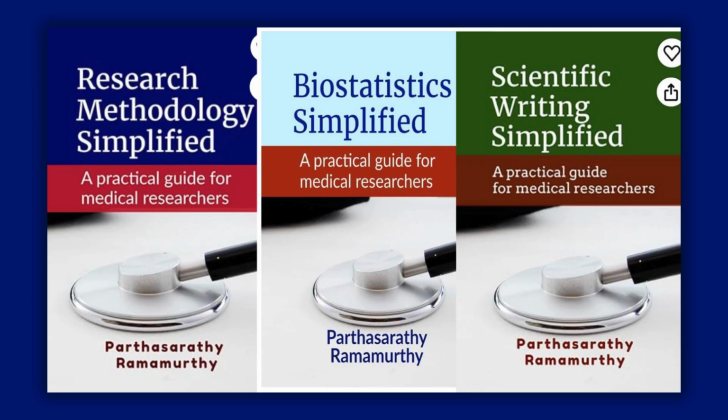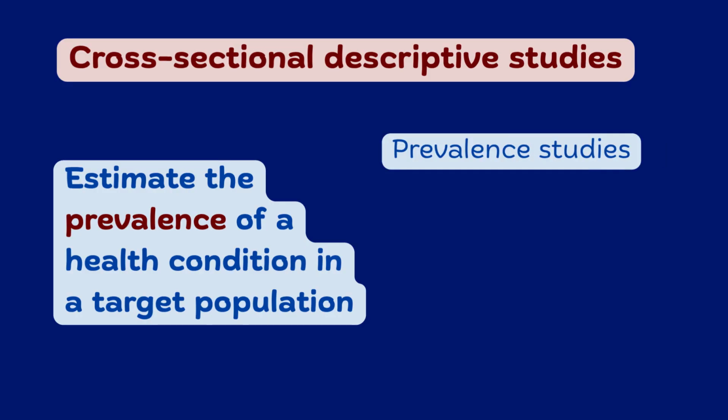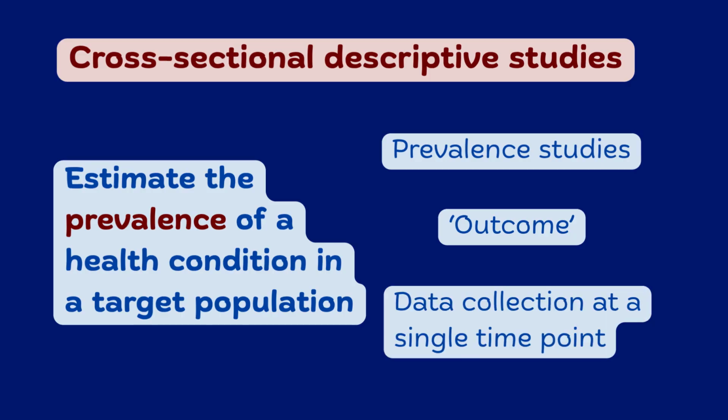In cross-sectional descriptive studies, the researchers aim to estimate the prevalence of a health condition in a target population, and so they are also called prevalence studies. In this context, the health condition of interest is known as the outcome. As the term cross-sectional suggests, all the necessary information is collected from the study participants at a single time point and no follow-up is done.